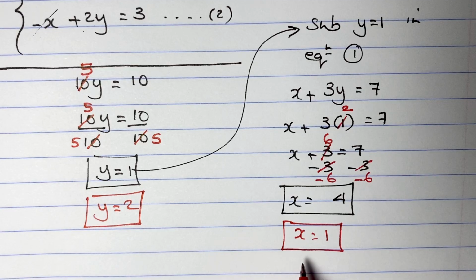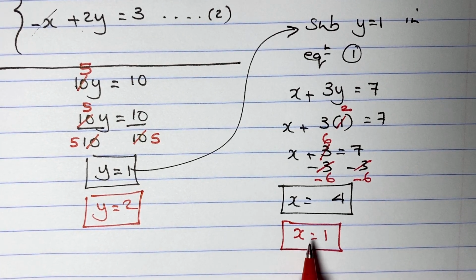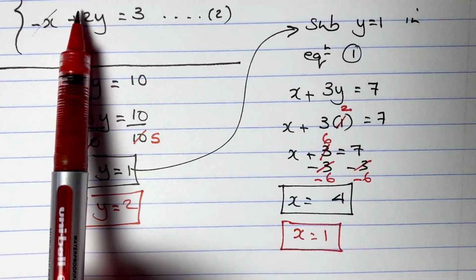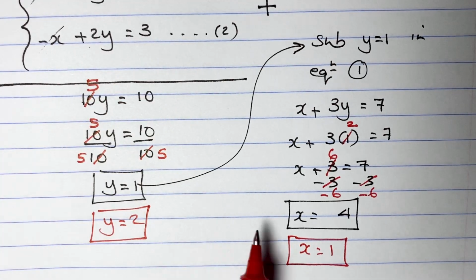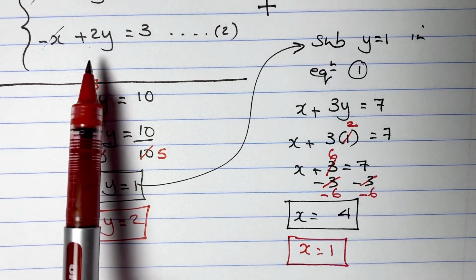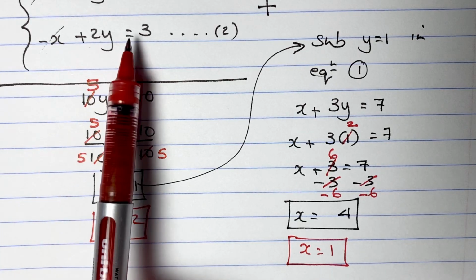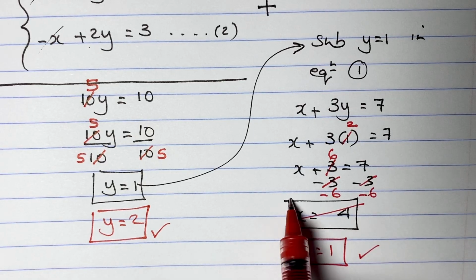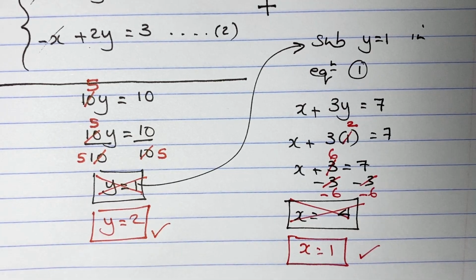Now let's check these new answers. Let's see if my new answers fit equation 2 that I haven't used for substitution. Minus 1 minus x, plus 2 lots of 2, which is 4, minus 1 and 4 is plus 3. So these are correct and these were incorrect.